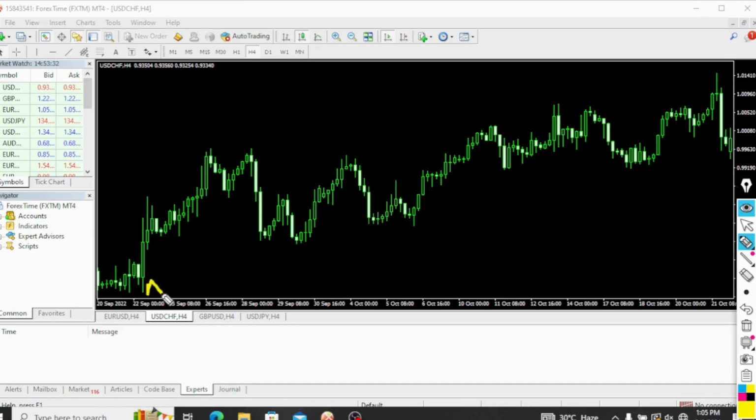Let's call this point A. Then let's call this point B. And then we call this correction side C. So what you do is, you will go and take your Fibonacci retracement tool and look at this point from point A to point B.